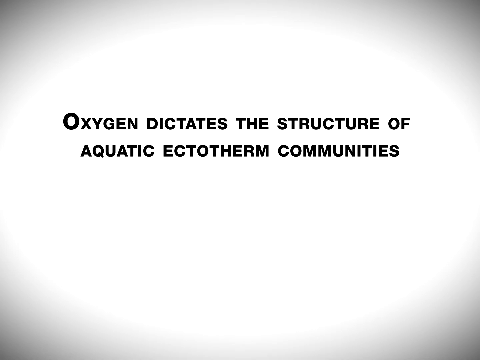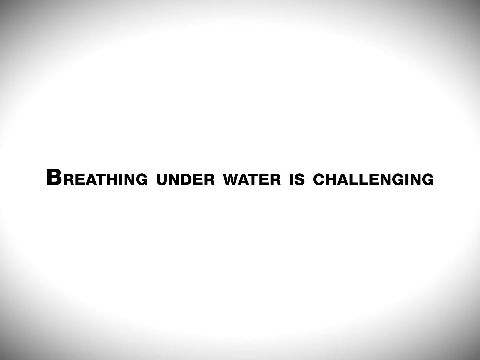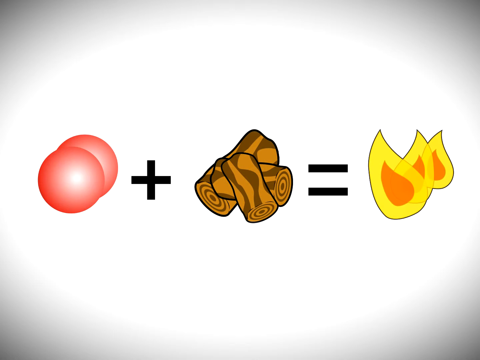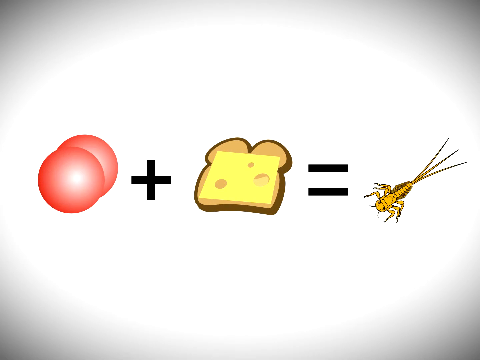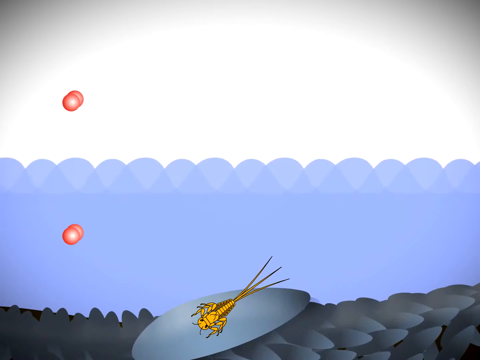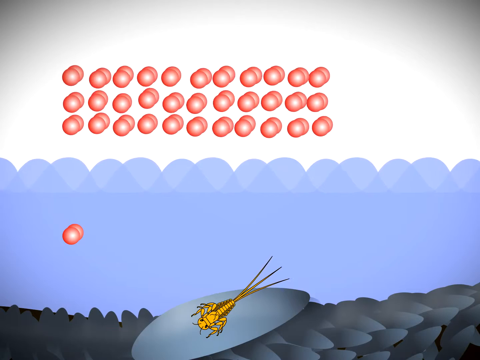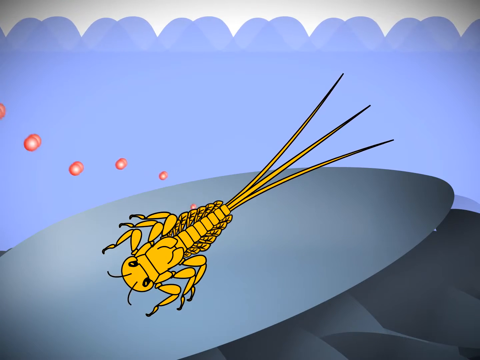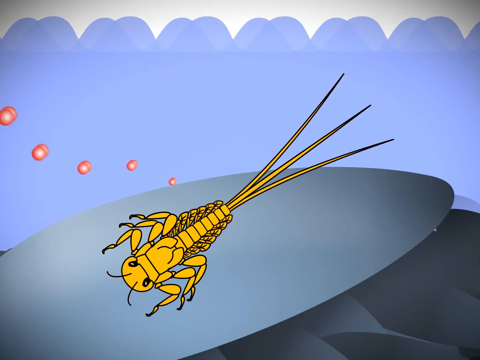Oxygen dictates the structure of aquatic ectotherm communities. Breathing underwater is challenging. Oxygen is essential for burning food to provide energy and support animal life. Underwater, there is 33 times less oxygen, and the diffusion, or movement, of oxygen molecules is greatly reduced by a factor of 300,000. Consequently, many aquatic animals have special adaptations to extract oxygen from the water, such as gills.